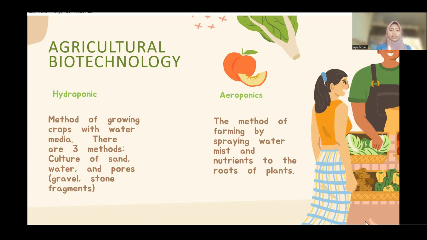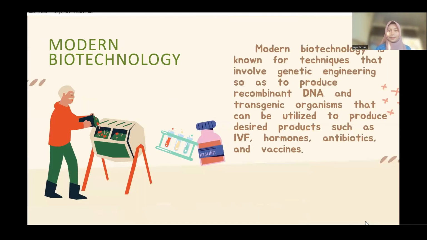Agricultural biotechnology. Hydroponic. First, hydroponic, a method of growing crops with water media. Three methods. First, culture of sand to water, and porous stone fragments. Next, aeroponic, the method of farming by spraying water, mist, and nutrients to the roots of plants.